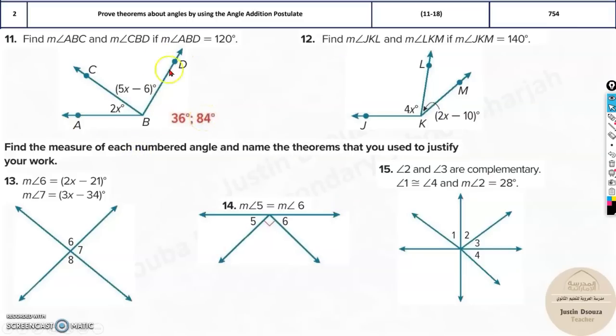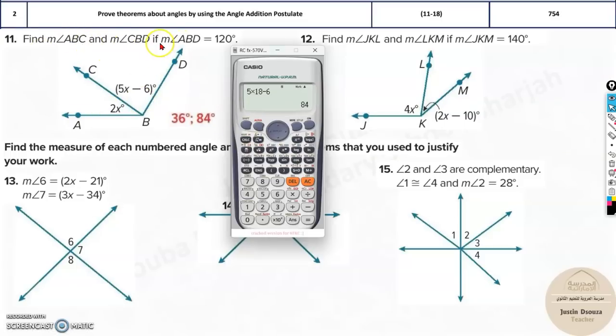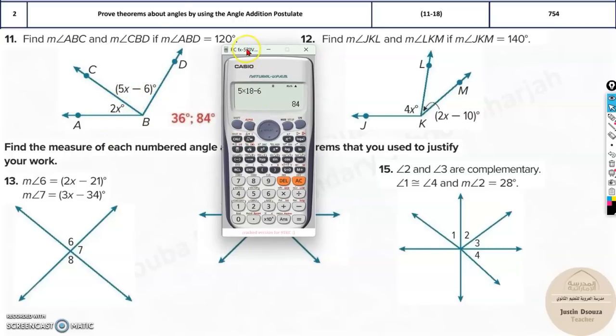Now over here, x was 18. Oh, sorry, we have to find both. I just saw CBD. We know x was 18. 18 times 2 is 36. That's it. This was 54 and this is 36. Now over here it is the same thing. They have given you the sum. Add them all. You can do it in the calculator and solve it.